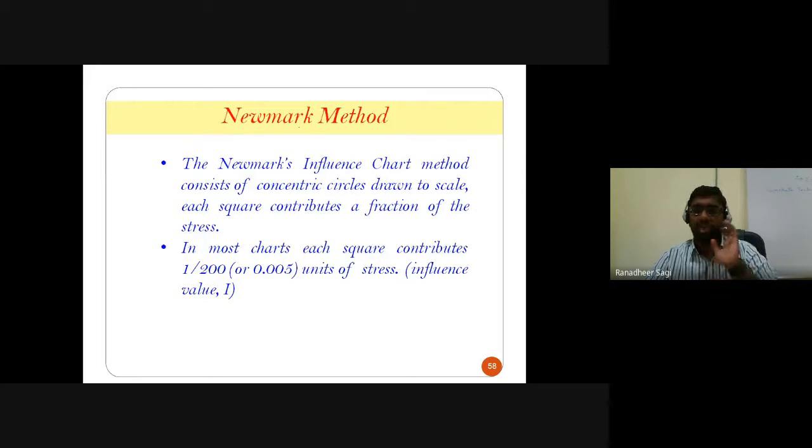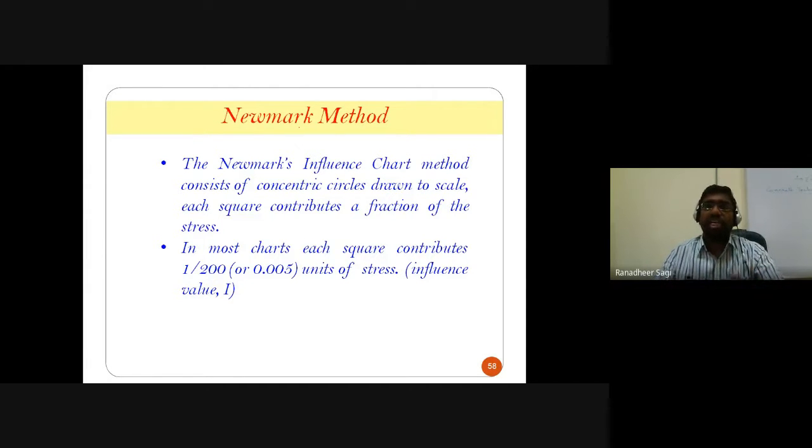But just to give you an idea of how this vertical stress can be calculated based on Newmark's method, I'm just trying to take it up, but not in great detail. I'm just trying to give you a glimpse of how Newmark's charts can be used for subsequently calculating the vertical stress. So, as I said, it's a graphical approach.